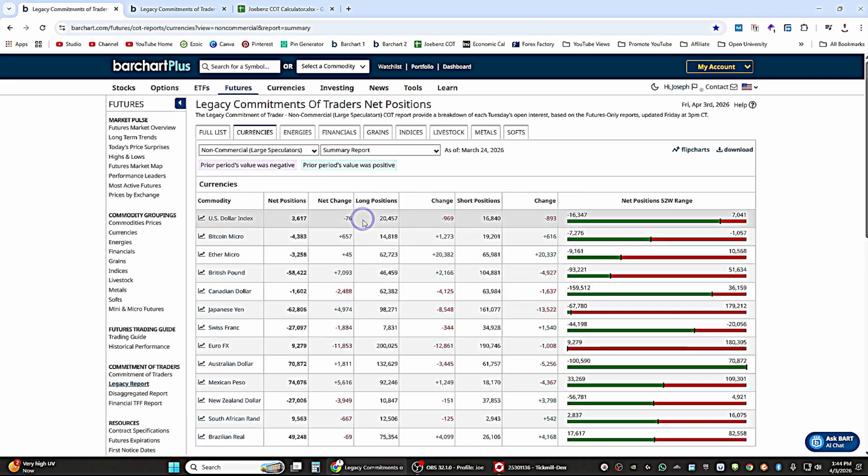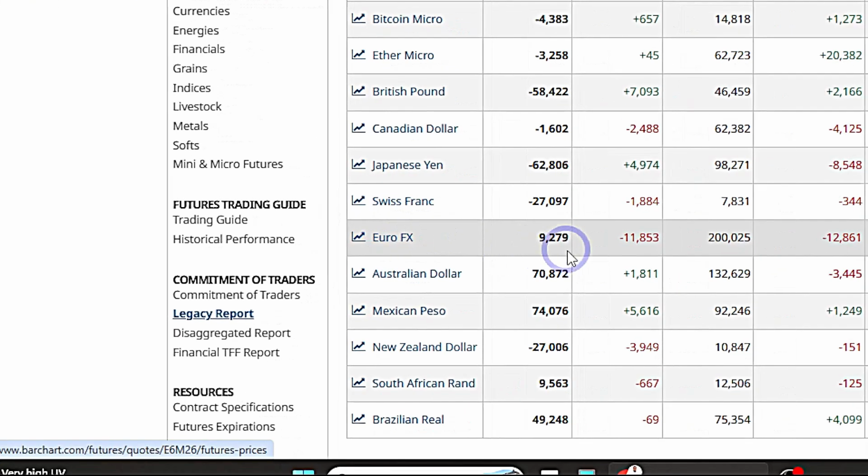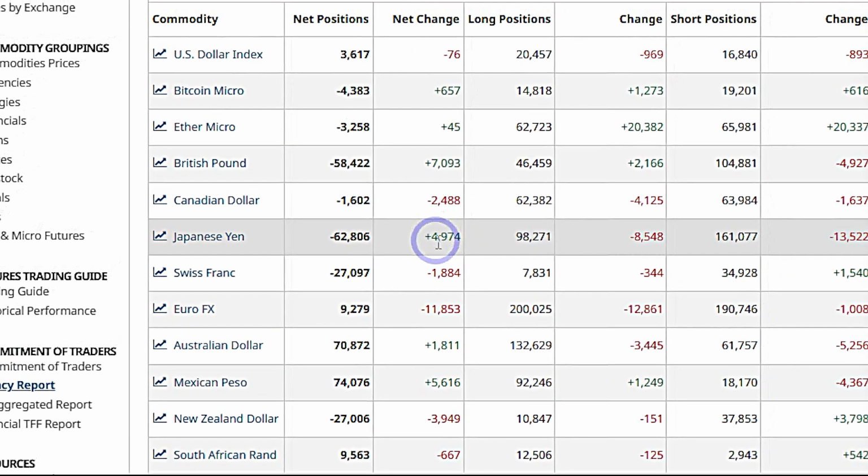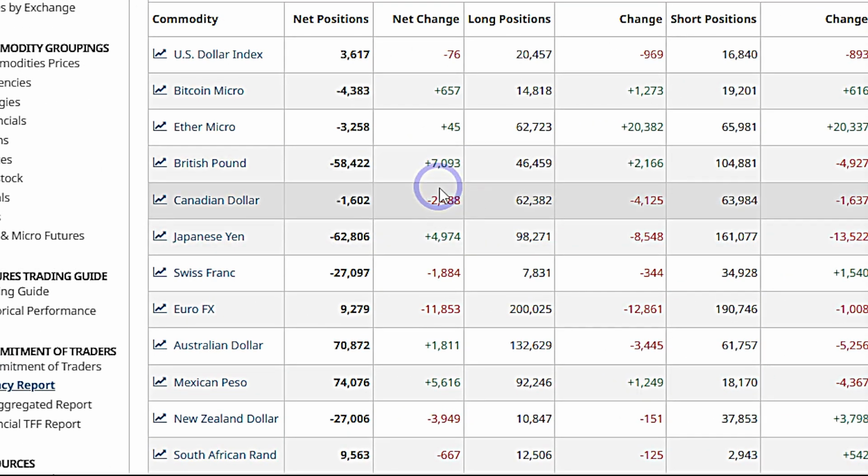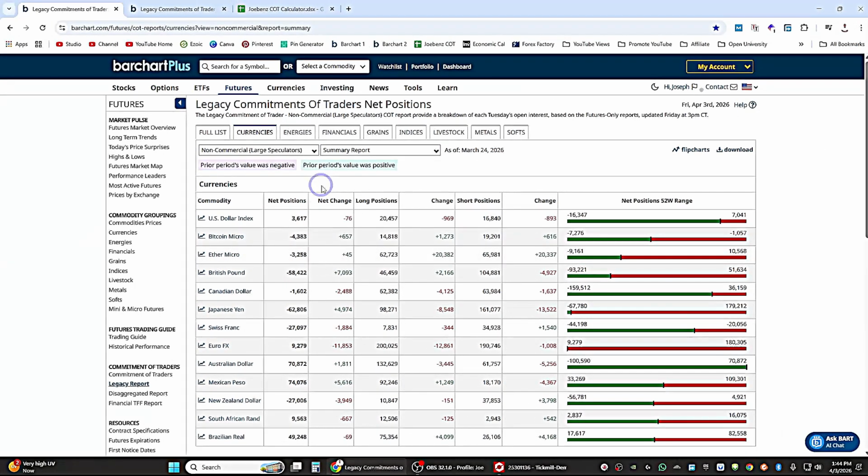So of course you can see we are here, and this is beautiful. You can see the dollar here is negative 76, and of course that simply means for the coming week, which is already happening, the dollar will be selling. And you can see the euro also will be selling, because the euro here is negative 11,000. Okay, and you can see the Japanese yen here is positive 4,974, and British pounds is also positive. Okay, so we're going to be using this net change tab, and this is going to be our indicator for now.